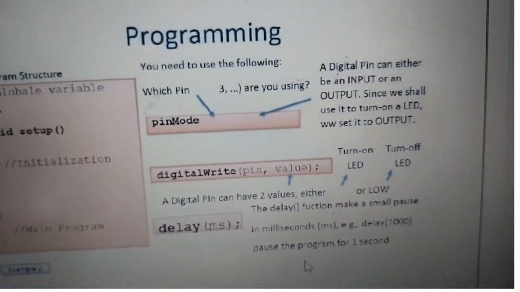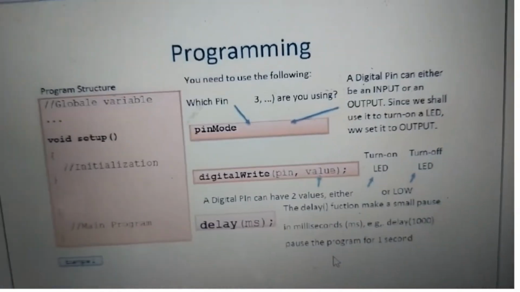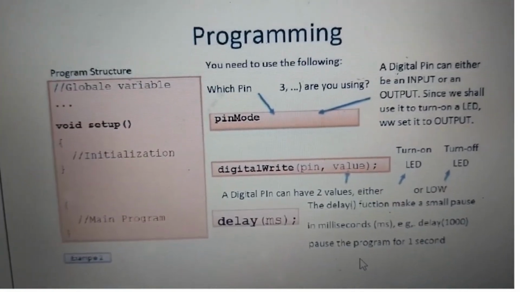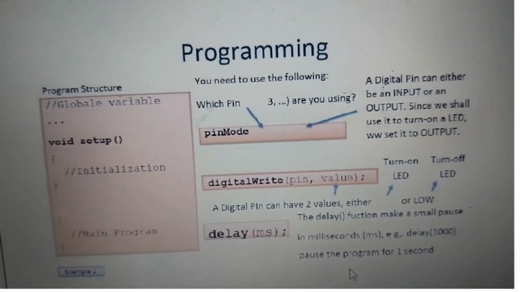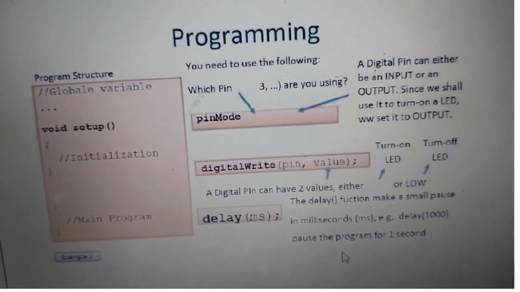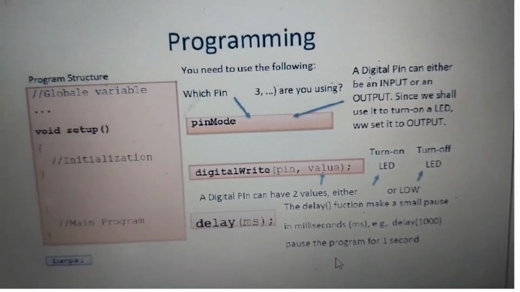Okay, high means the value is up, turn on the light, and low means switch off. Okay, digital write pin value. Here a digital pin can have 2 values. Either the delay function makes the small pulse, LED turn on or LED turn off.